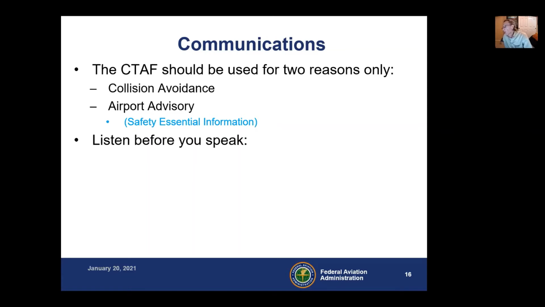Listening to a busy CTAF for only a few minutes will reveal too many long-winded conversations. Don't use this vital collision avoidance resource for non-pertinent communications such as scheduling lunch. I've heard so much stuff on the CTAF that really should not be there. Hey, if you want to do lunch, land the airplane and go meet your friends and talk about lunch after, while you're putting fuel in the airplane. So CTAF needs to be used for two purposes: collision avoidance, airport advisory, and safety essential information.